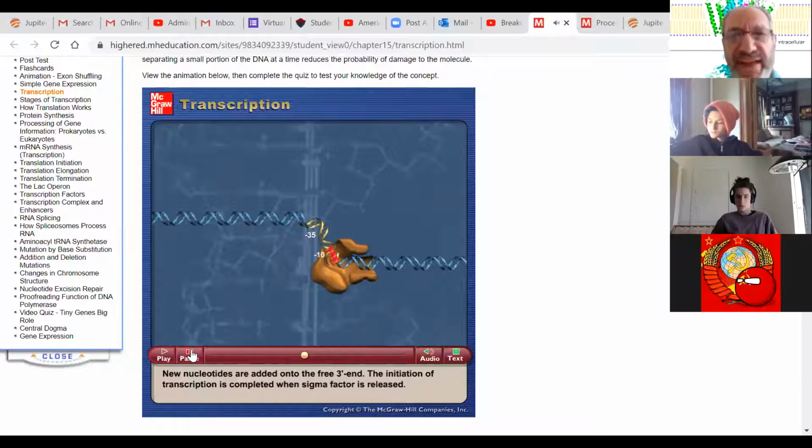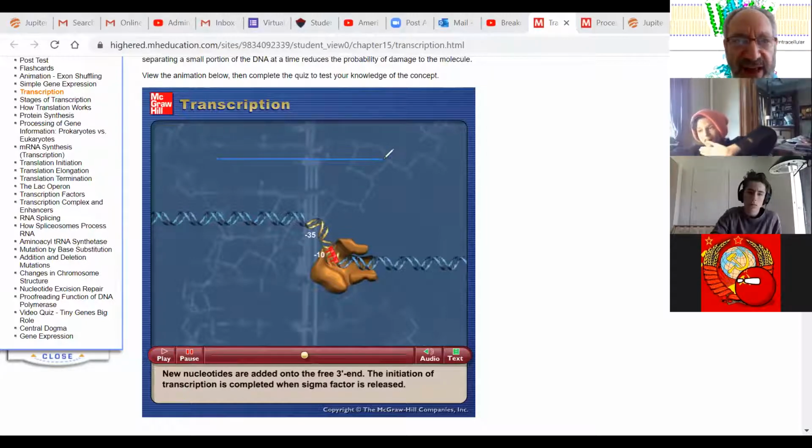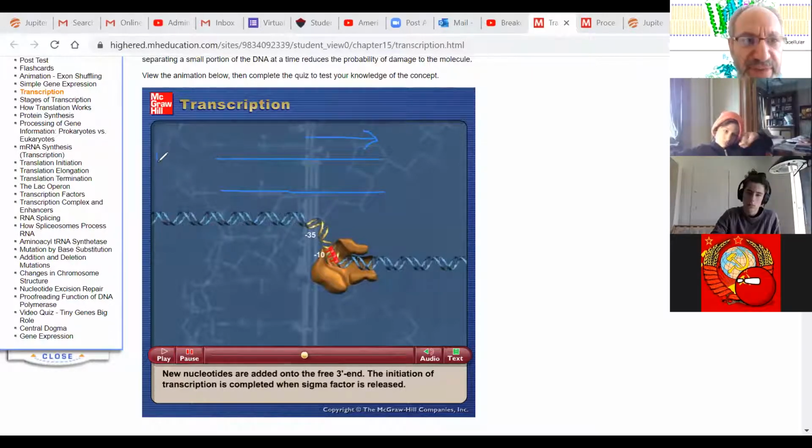Now, 2 points I want to make here. Number one is we want to remember, how are the nucleotides being added? Are they being added 3' to 5' or 5' to 3'? So let me just bring this up for a second. If we've opened up the DNA here, and here, and we're going to start transcribing in this direction, we're going to start transcribing on this strand. We're going to call this strand the template strand.